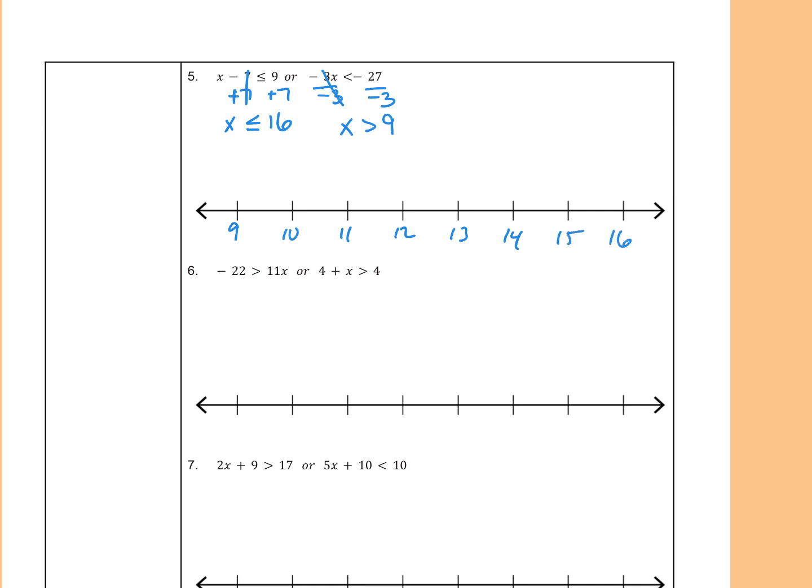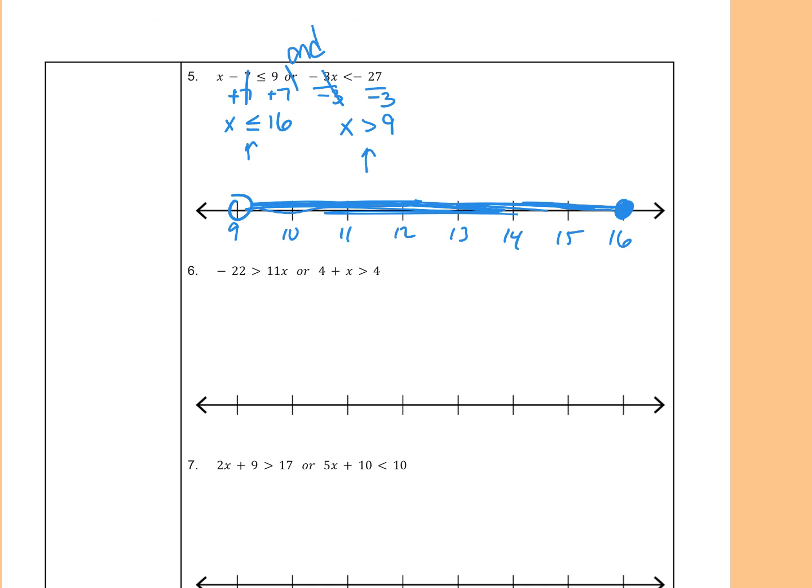Okay, so I need a filled in circle at the 16 because it has a line underneath it. And I need an open circle at the 9 because that does not have a line. I need numbers that are greater than the 9 but less than the 16. So it's everything in between here. And that's weird because that should be an "and" problem. Typically when we have an "or" problem, it's going to shade one way or the other. So this actually should have been an "and" problem. But we solve them the same way.